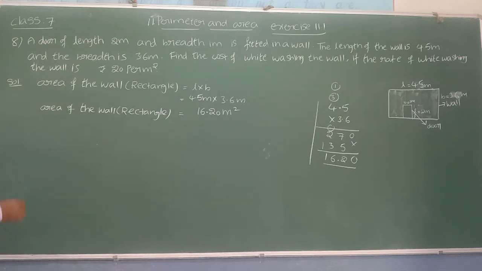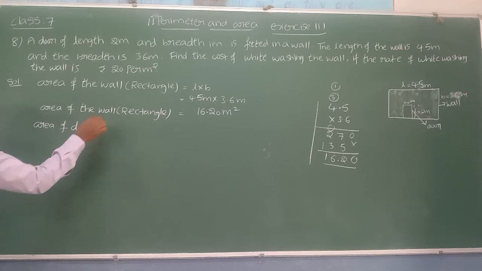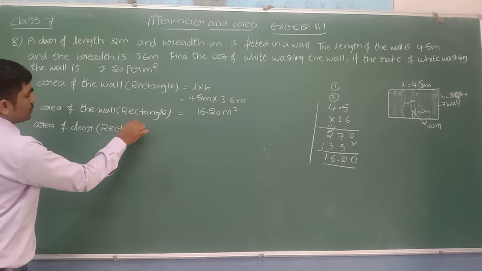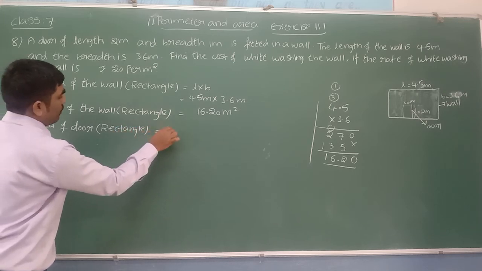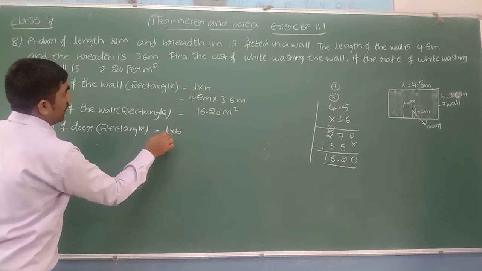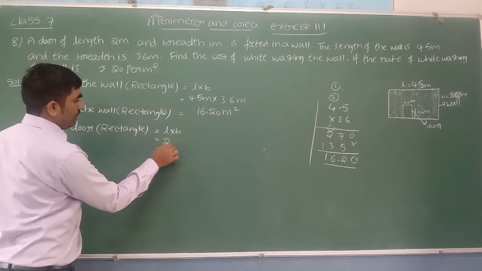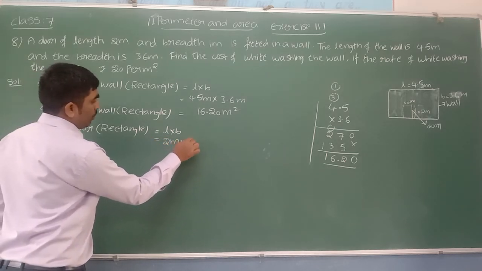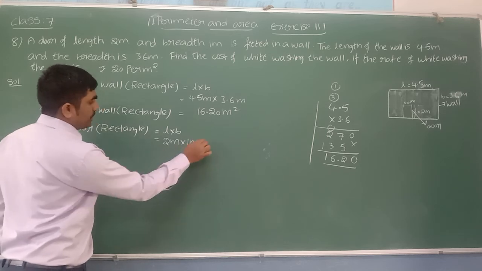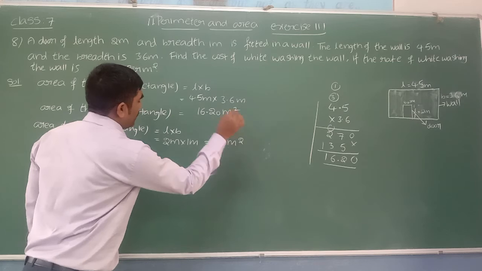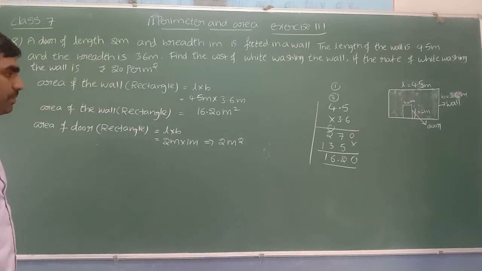Now let us find the area of the door. Area of the door, which is in rectangle shape. Even the door is in a rectangle shape. So the area of the door is also the same formula, length into breadth, and the length of the door is 2 meters, and the breadth is 1 meter. Is equal to how much? 2 ones are 2 square meters. Area of the door is 2 square meters.